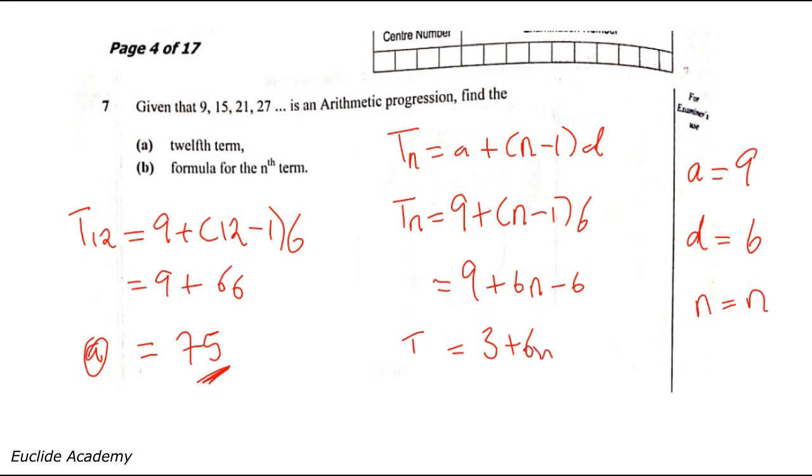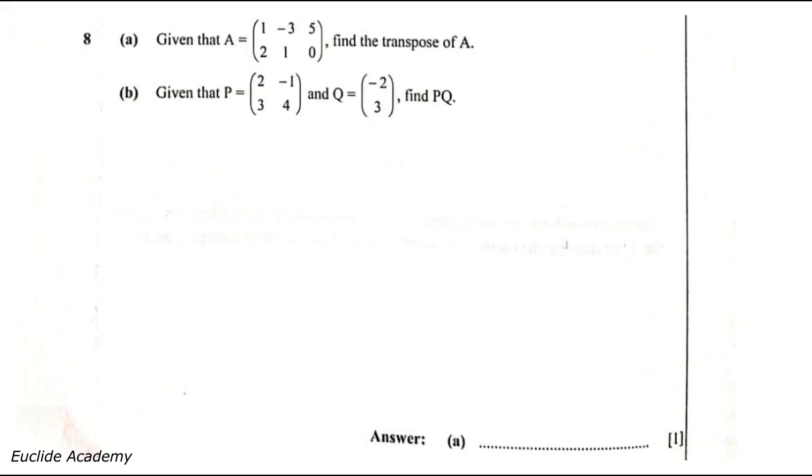We can say 9 plus 6n minus 6, and then we can put the like terms together. 9 minus 6 gives us 3 plus 6n. So this is the nth term. This is the formula for the nth term according to this arithmetic progression. So if you want to find the nth term, you just use 3 plus 6n and you get the nth term. So now we have question 8.